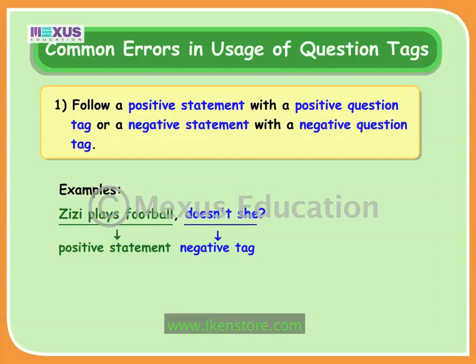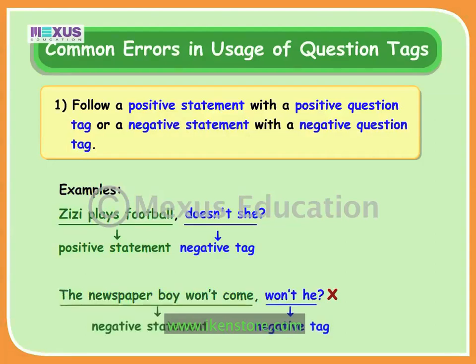For example, we cannot say, "The newspaper boy won't come, won't he?" Here, we have added a negative tag to a negative statement. We must use a positive tag and say this question correctly as, "The newspaper boy won't come, will he?"